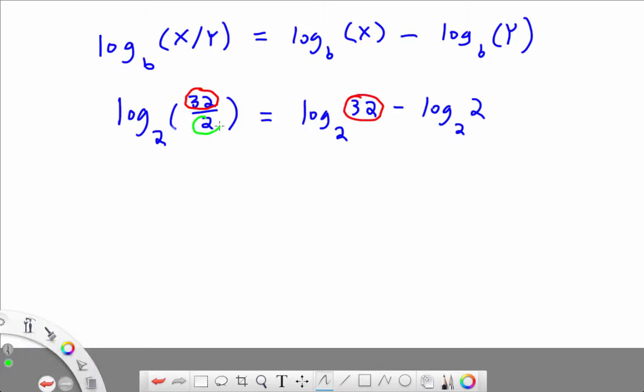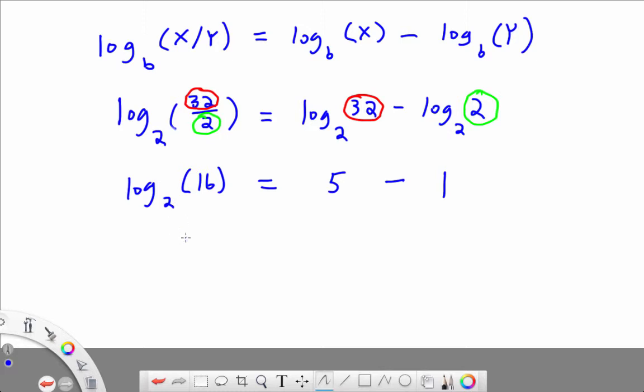This 2 is here. And let's just show this to be true. This is log base 2 of 16, because 32 divided by 2 is 16. Log base 2 of 32 is 5, because 2 to the 5th equals 32. Log base 2 of 2 is 1. 2 to the 1st equals 2.